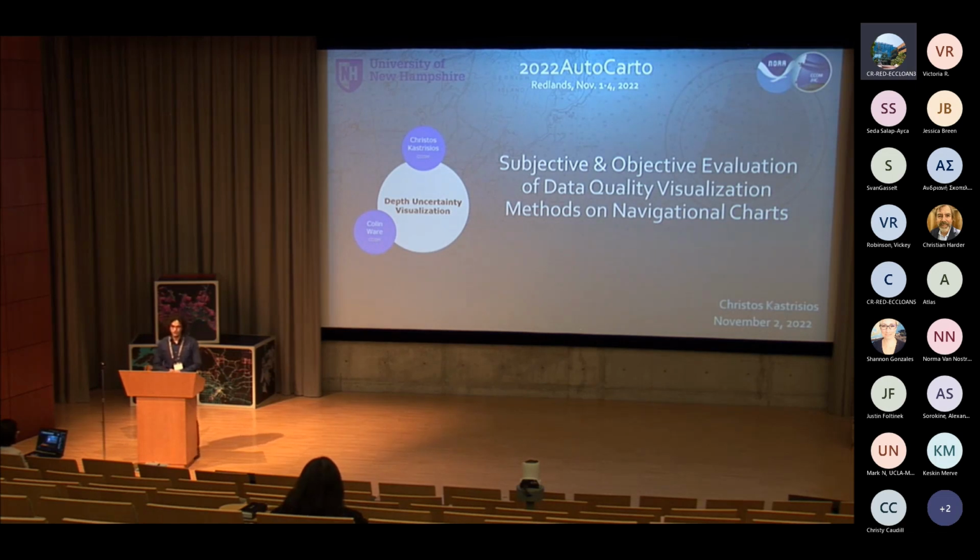My name is Christos Kastrisios. As said, I work for the Center for Coastal and Ocean Mapping. I'm research assistant professor there. And I'm going to talk about our work with Colin Ware on the visualization of data quality sectors on electronic navigational charts. A few background information.